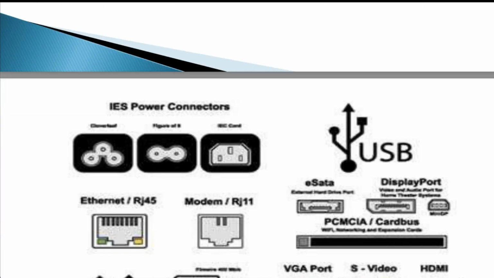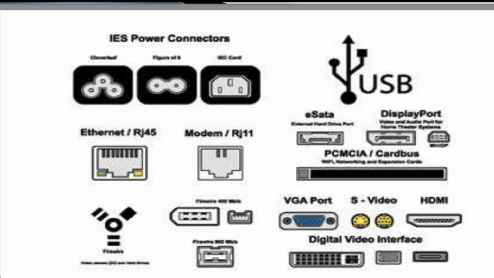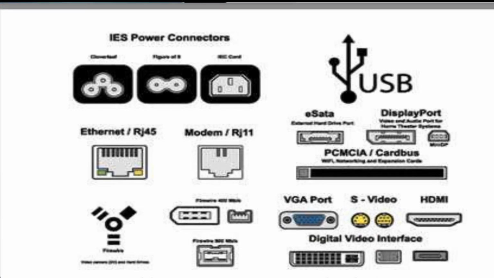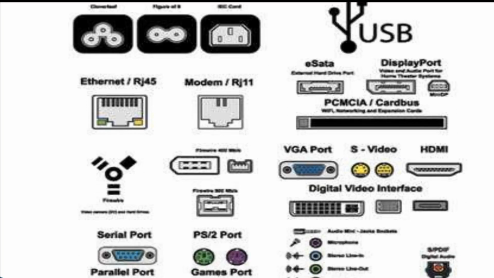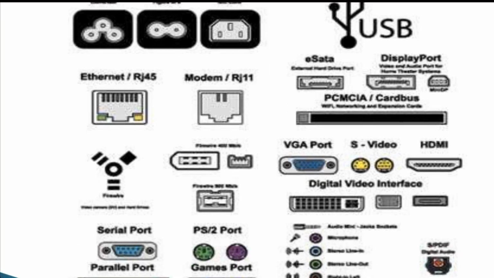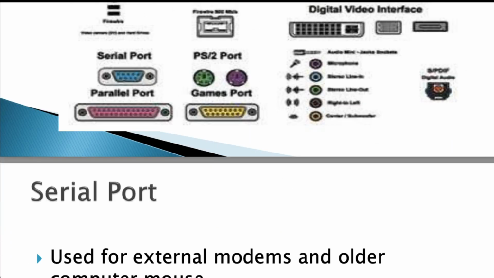Yeah, this is how it looks like. You are very much familiar with lots of ports. Ethernet, it's RJ45, modem is RJ11. Then you have the VGA ports, S-video, HDMI, DVI, digital video interface, right? PS2, serial, parallel, game port, etc. This is how ports look like.